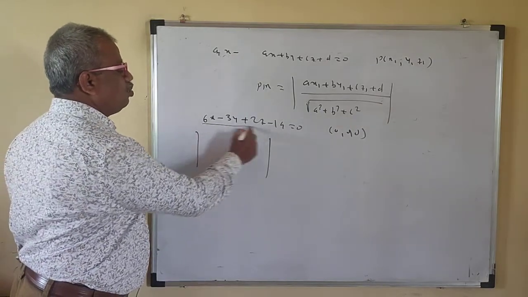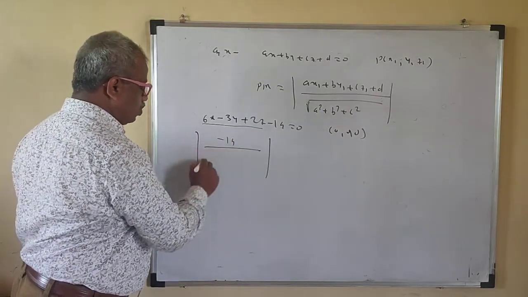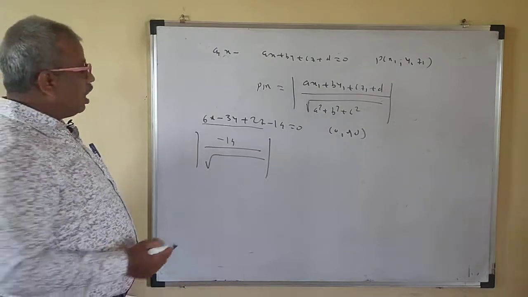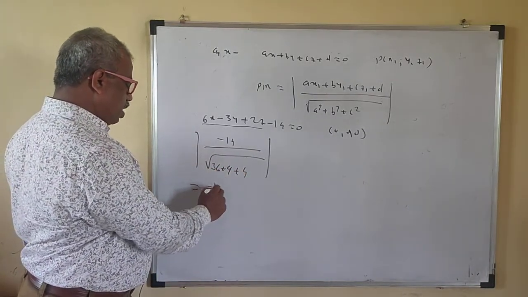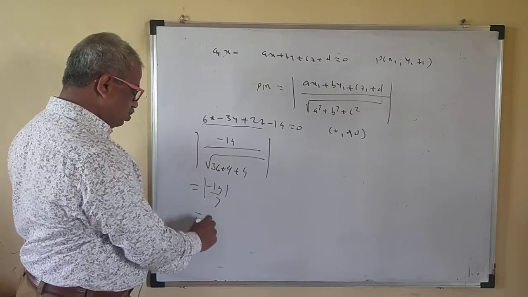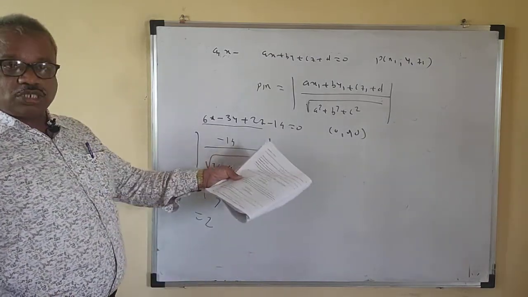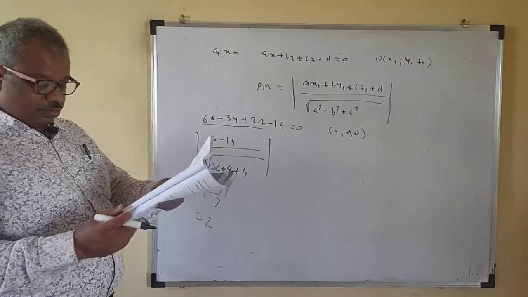Okay, so 0 0 0 here, that means the numerator is minus 14. And the sum of the squares is 36 plus 9 plus 4, so this is minus 14 by 7, which is 2. So the distance from the origin is 2.